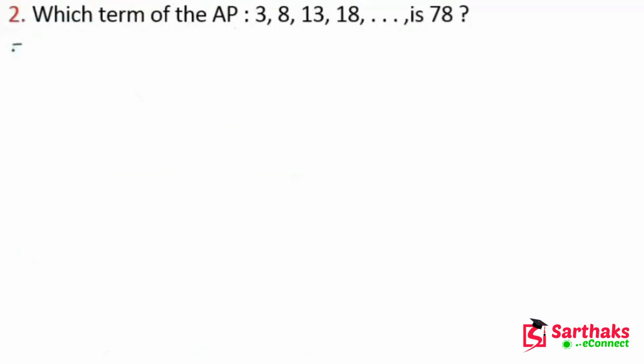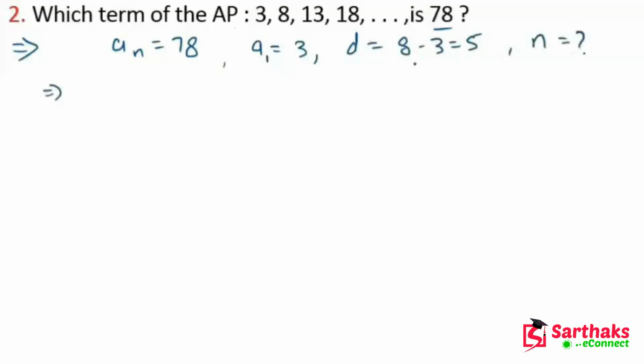So the next question is, which term of the AP is 78? We have the AP 3, 8, 13, 18, and so on till 78. So we have to find the value of n. Here an is equal to 78, a1 is 3, and the value of d is 8 minus 3, which is equal to 5. Now we have to find the value of n.